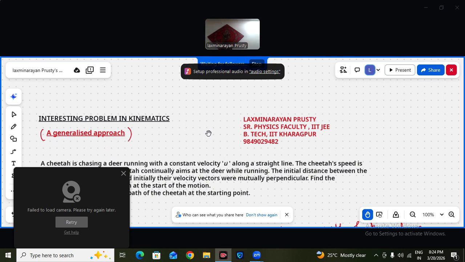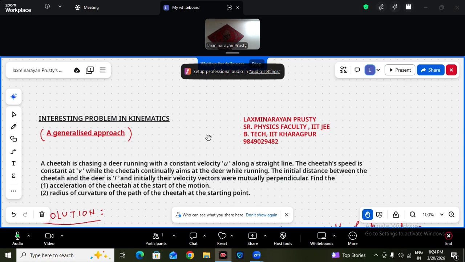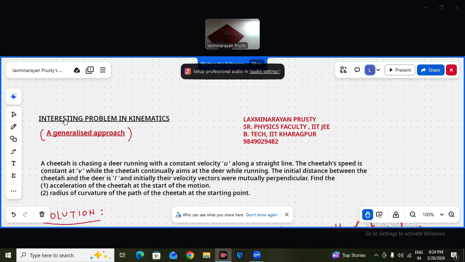Discussing a new problem in kinematics, which is very interesting. You might have seen this type of question, but I am giving a generalized approach for that. So this is my credential, and the topic is an interesting problem in kinematics. It's a curved path motion. We are going for a generalized approach.